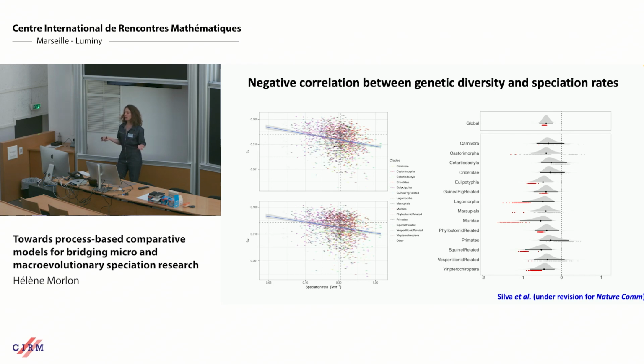So that's contrary to our initial expectation, and we thought that this could be related to an indirect link, life history traits or traits that would both affect speciation rates and genetic diversity in opposite directions and would generate this negative relationship.